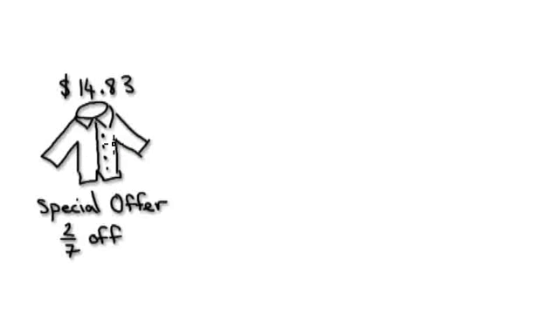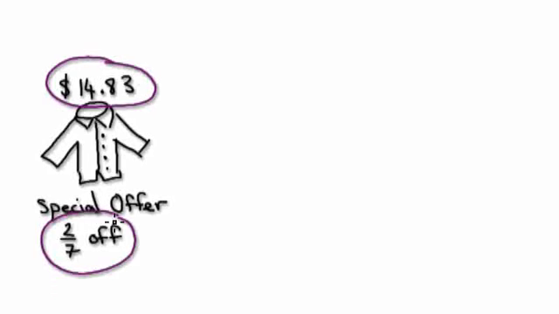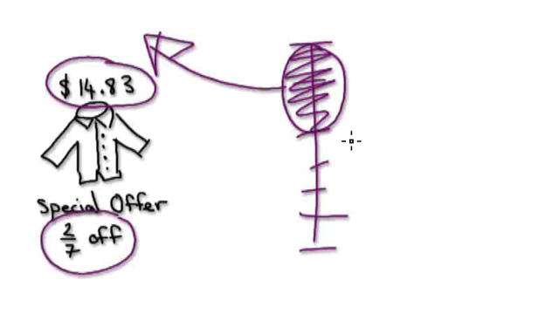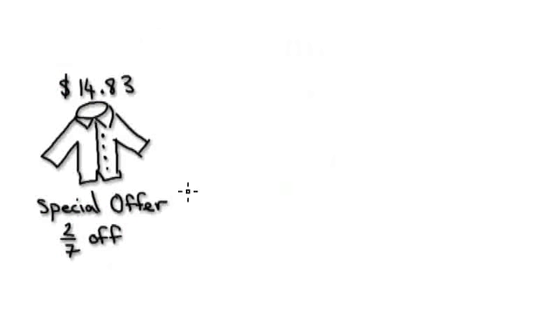Next example here. You want to buy this groovy shirt here. It costs $14.83, and there's a special offer on 2/7 off. So remember what that means is cut it into 7 equal parts, and then remember the 2 parts you're getting off for free. So this goes into thin air, and what's left is what you had to pay. Okay, well, anyway, do what you have to do, draw the diagram, and work out how much you have to pay in order to buy this shirt. So press pause and have a go.